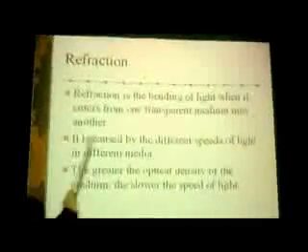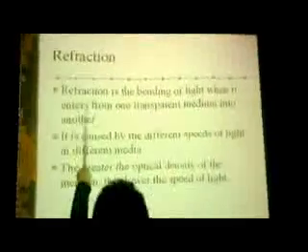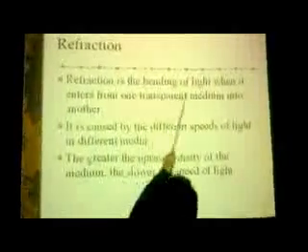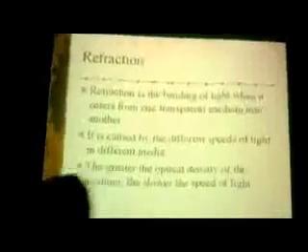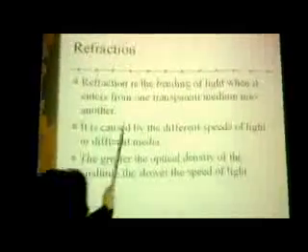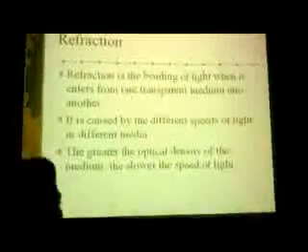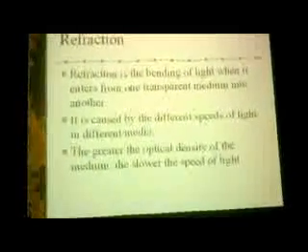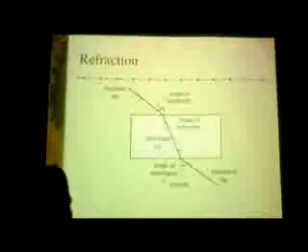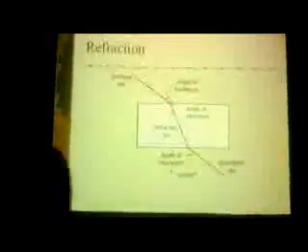Refraction is the bending of light when it enters from one transparent medium into another. It is caused by the different speeds of light in different media. The greater the optical density of the medium, the slower the speed of light. Refraction. Remember that. That is refraction. Next, please.